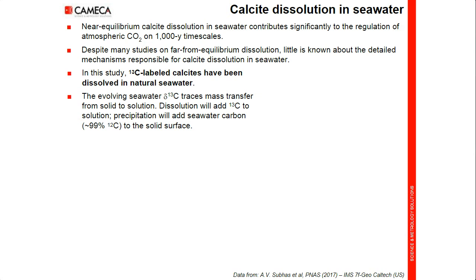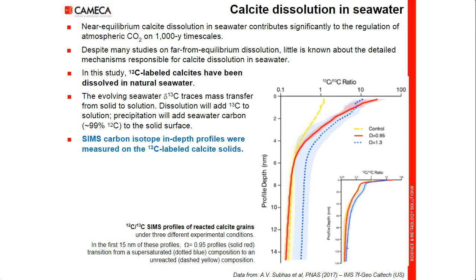We can see here the SIMS carbon isotope in-depth profiles measured on the 13 carbon labeled calcite solution. Three different experimental conditions were used. We can see that in the first 50 nanometers of these profiles, the solid red curve transitioned from a supersaturated composition in blue to an unreacted composition in yellow.